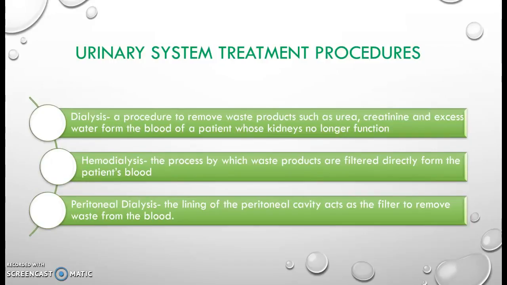Urinary system treatment procedures include dialysis, which is a procedure to remove waste products such as urea, creatinine, and excess water from the blood of a patient whose kidneys no longer function. Hemodialysis is the process by which waste products are filtered directly from the patient's blood. Peritoneal dialysis uses the lining of the peritoneal cavity, which acts as the filter to remove the waste from the blood.